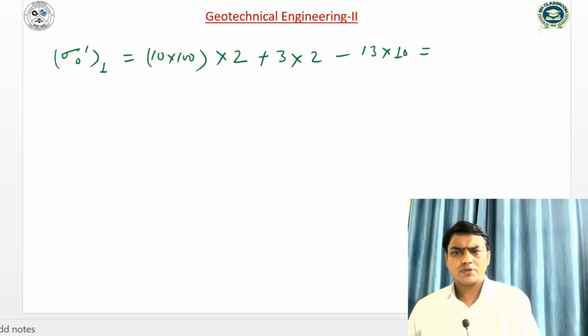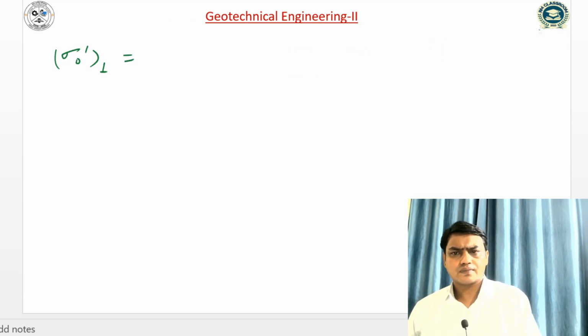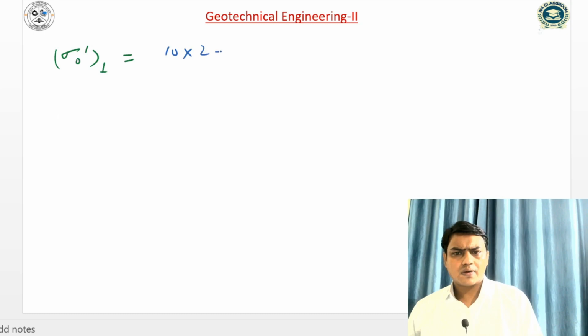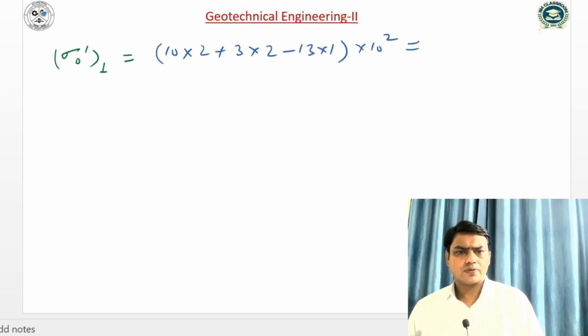If I compute once again, so here 10 into 2, 10 into 2 plus 3 into 2, 3 into 2 minus 13 into 1, and if I convert in centimeter, so 10 to the power 2. So it will be 20 plus 6, 26 minus 13. So 1300 gram per centimeter square.